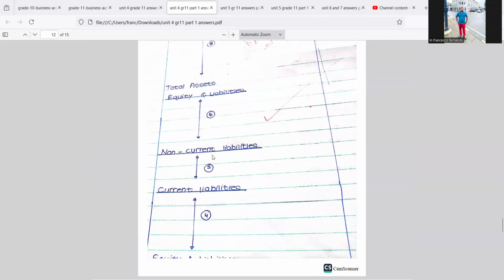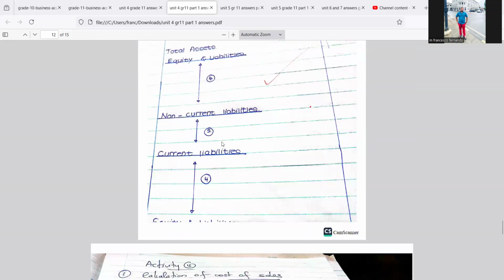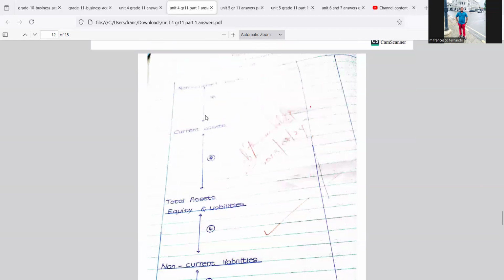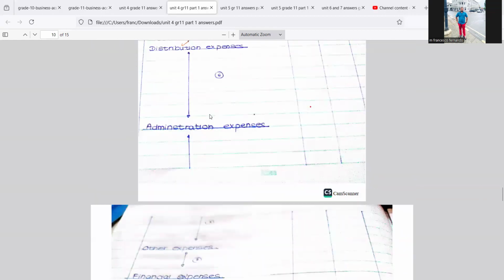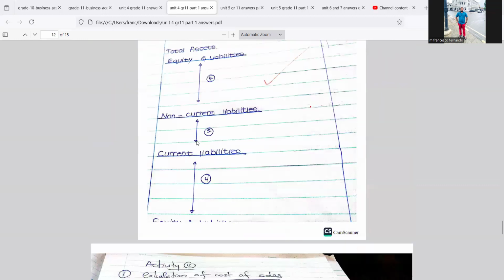Even for the SOFP, you have non-current assets, current assets, equity and liability, non-current liability and current liability. So when you draw the format, it's better you write these headings and then start filling. Some students fill based on the order in the trial balance, which is wrong. So it's better you draw both the formats fully and then start recording, which will be easier.